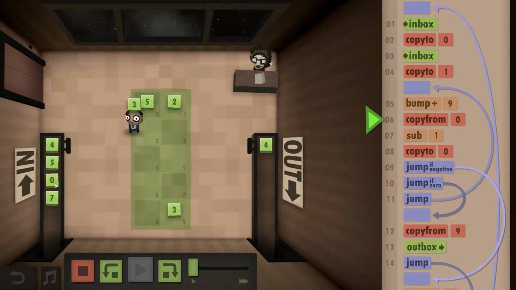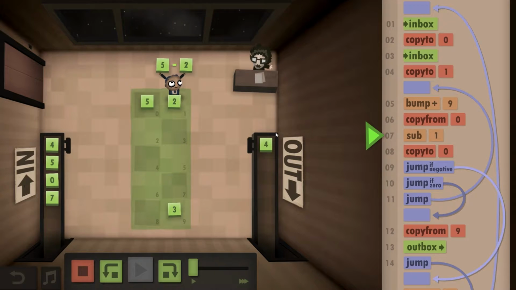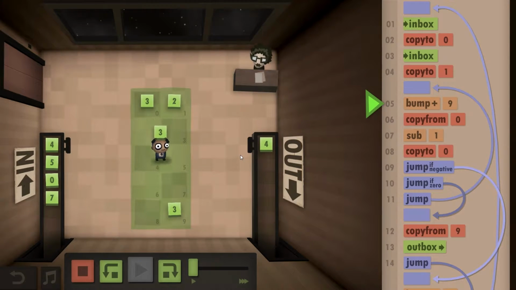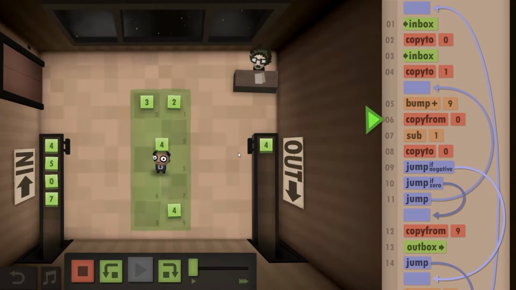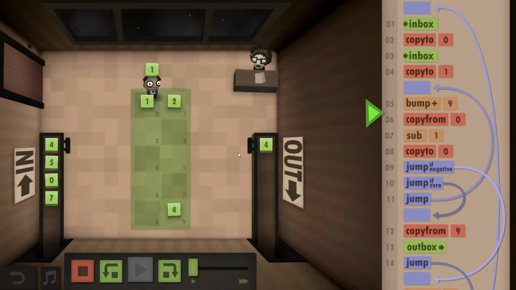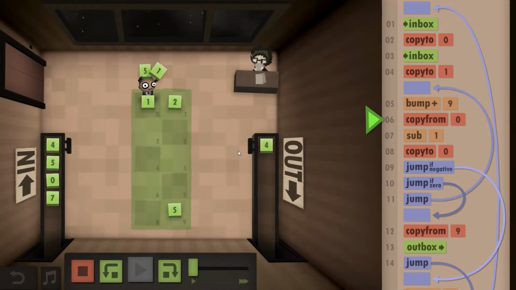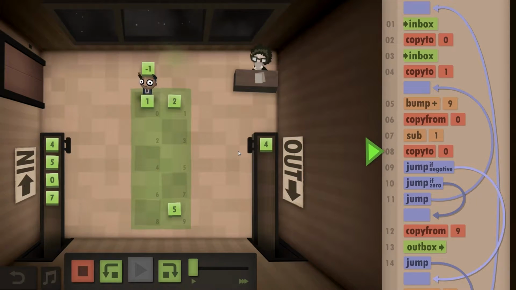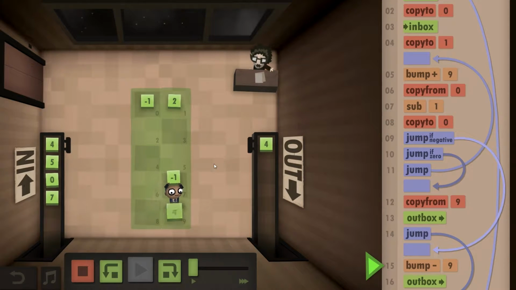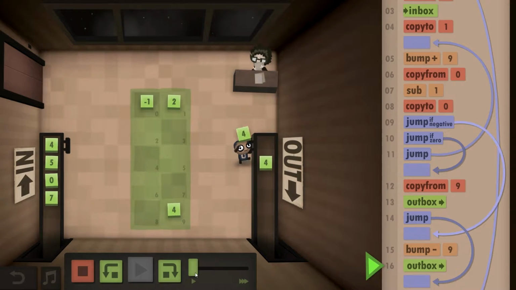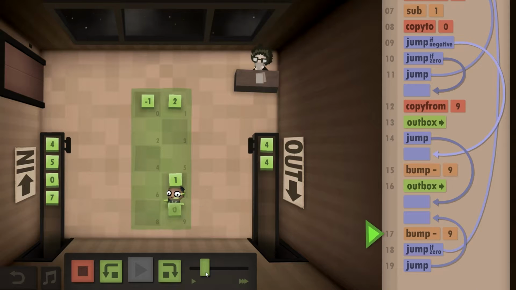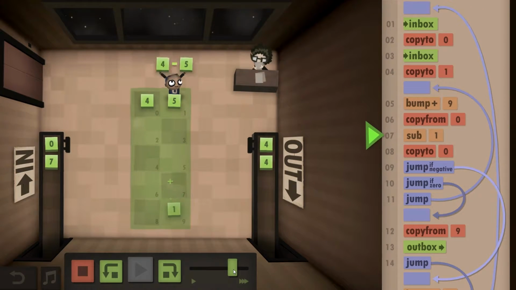I guess if there's any zeros, we just outbox 0. We could do that. Hang on, let me speed him up a little bit. Let's get to it and see what happens.